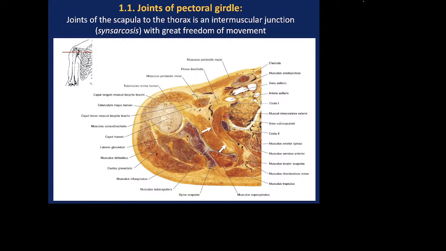The connection of the scapula to the thorax is not a joint. That is an intermuscular junction. Here you see this junction. This is the scapula here, and this is the thorax with the muscles, and one large muscle covers the anterior surface of the scapula.